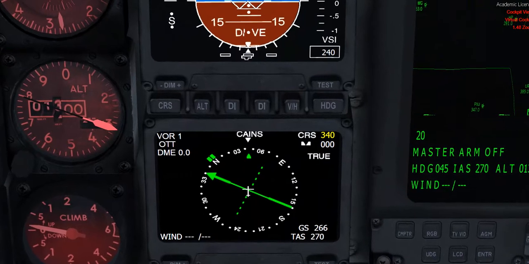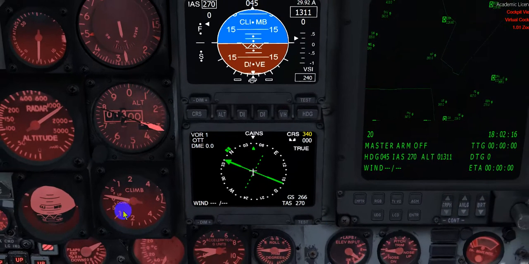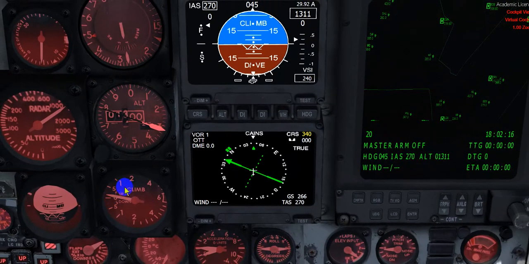Here we have our vertical speed indicator. This tells us how fast we are climbing or descending. It's normally in hundreds, or this is probably thousands of feet per minute. So if the needle comes up here, we're climbing at 1,000 feet per minute.